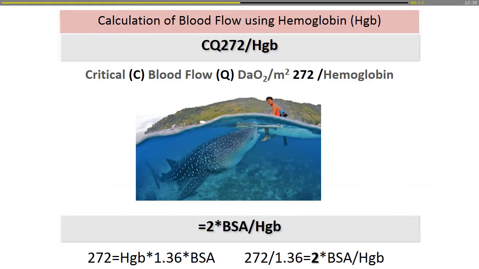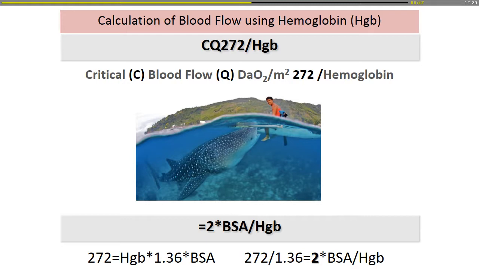So look at this now. If there's one slide that should be a take-home message, this is one of them. What I call the calculation of blood flow using hemoglobin, I call it my CQ 272 over hemoglobin. Now you probably think, what is that all about? Well, I took the minimal delivery of oxygen, which is 272, divided it by the Hüfner factor, and it gives you an index of 2.